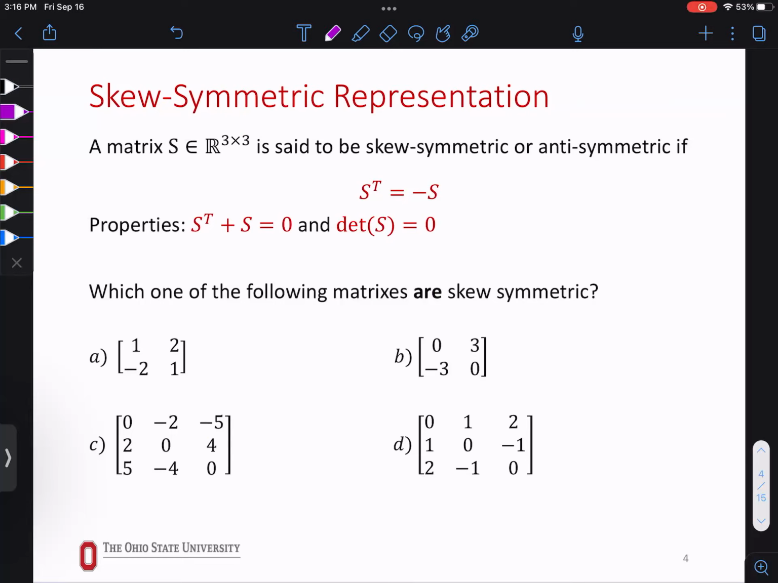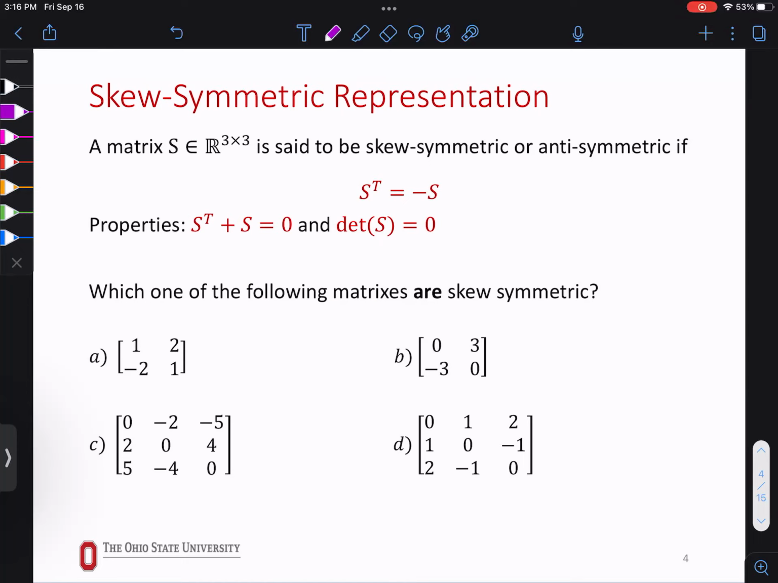There are two properties that the skew symmetric matrices have. S transpose is equal to negative S. That's basically why they're called skew symmetric. Which means if you add S transpose and S, the result is going to be 0, right? And the determinant of S is 0.